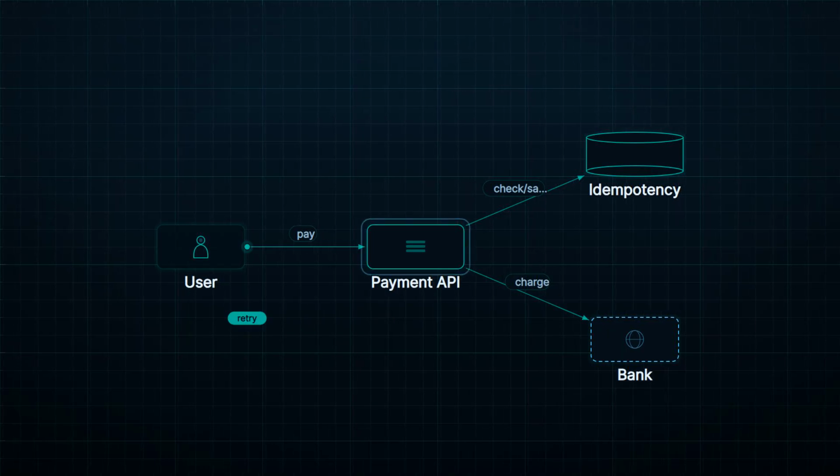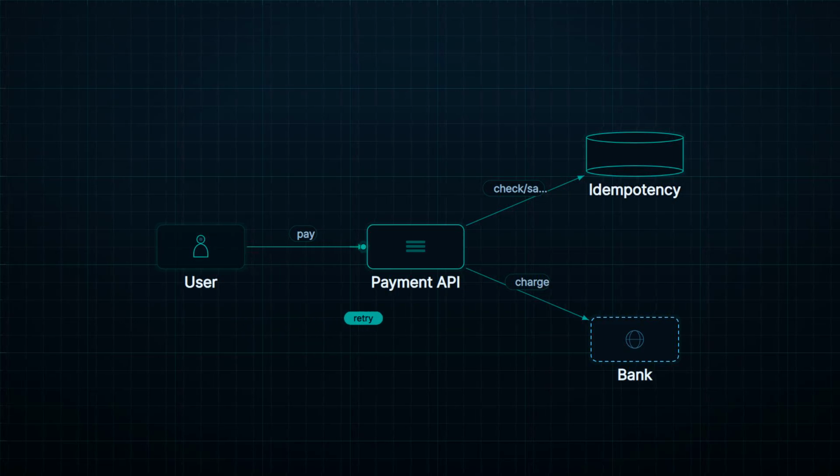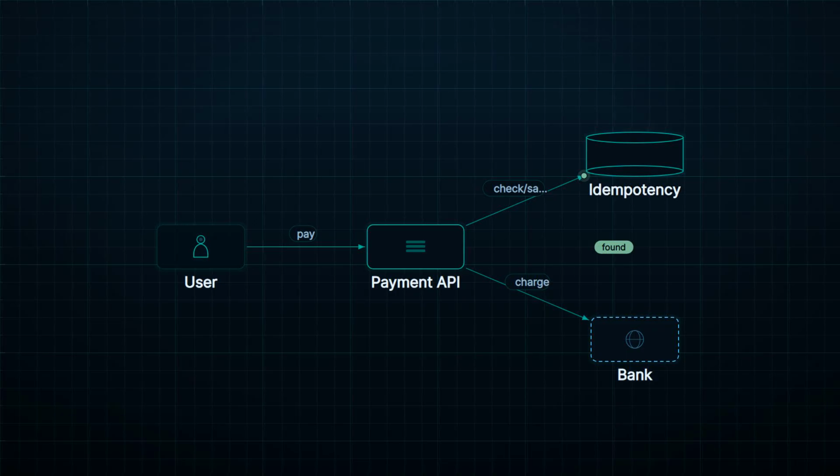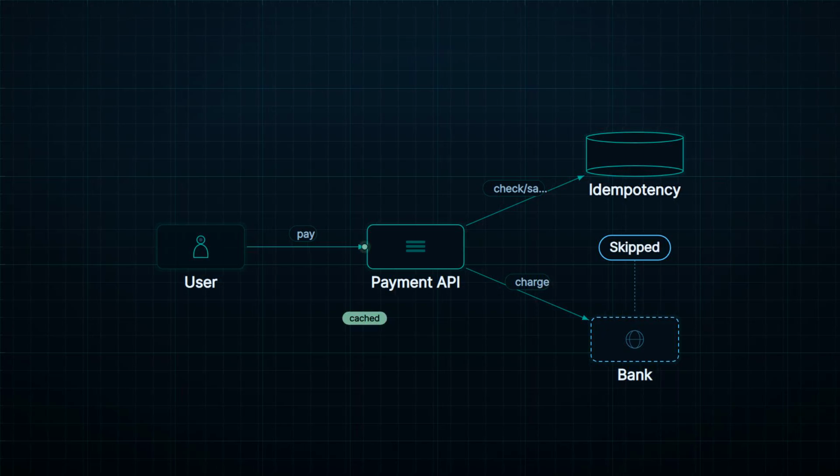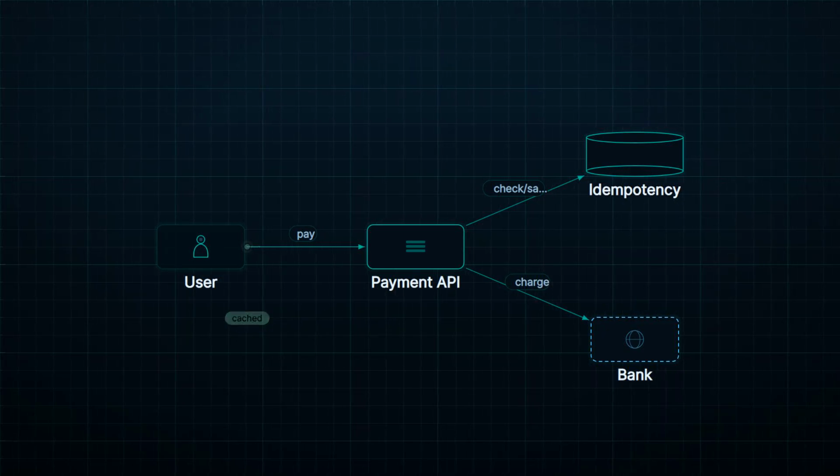Now, a duplicate request arrives with the same idempotency key. The API checks the store again. This time, the key exists, so it skips the bank and immediately returns the previous response. Now, even if the client retries, the service can see the duplicate.